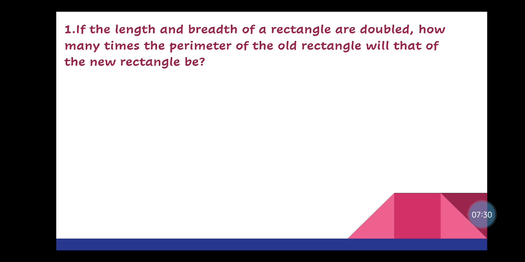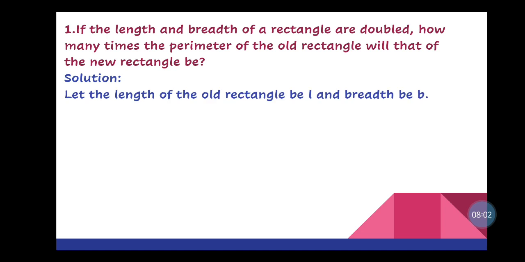Question 1. If the length and breadth of a rectangle are doubled, how many times the perimeter of the old rectangle will that be of the new rectangle? Here they are telling that the length and breadth of the rectangle are doubled. So obviously, if it is doubled, it is logically understood that it will be twice. Now let us see the solution.